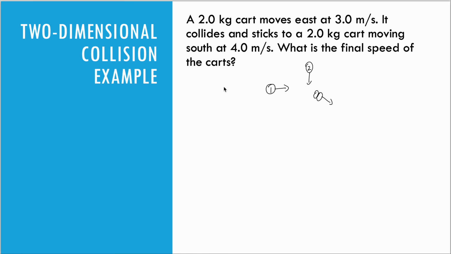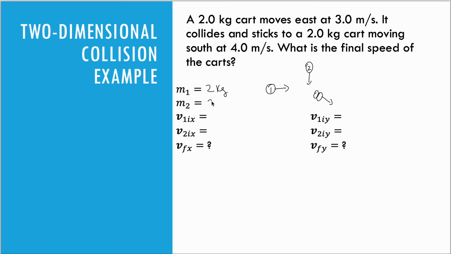So what we want to do is write down the givens. Let's define our masses. Both are 2 kilograms, m1 and m2. Then our velocities separately in the x and the y direction. So v1 initial x is going to be 3 meters per second because that's the speed and it's all in the x direction. That means that v1 initial y will be 0 because it's not moving in the y direction.